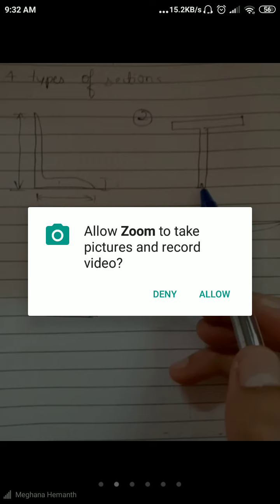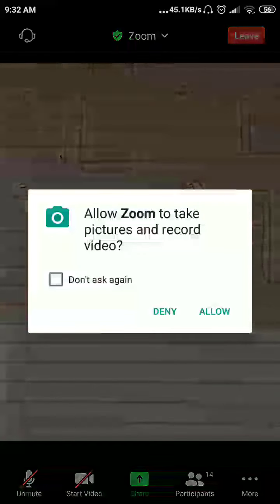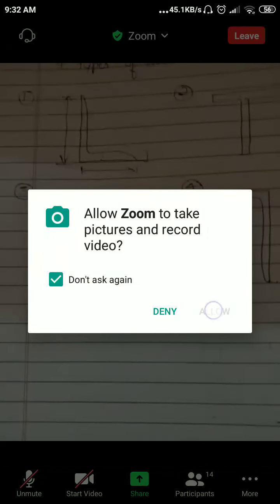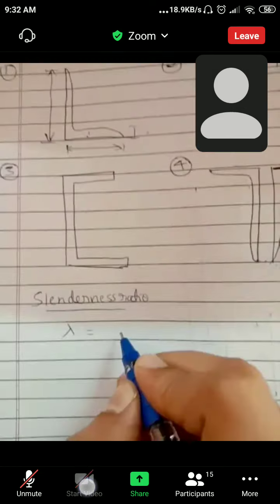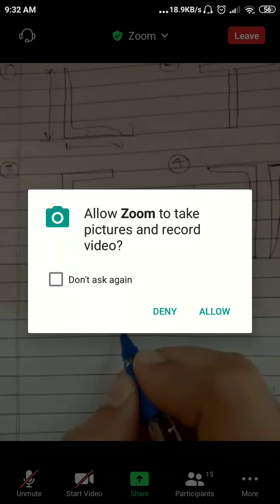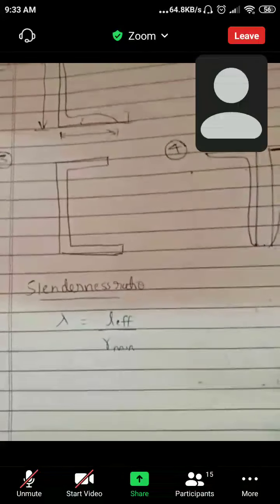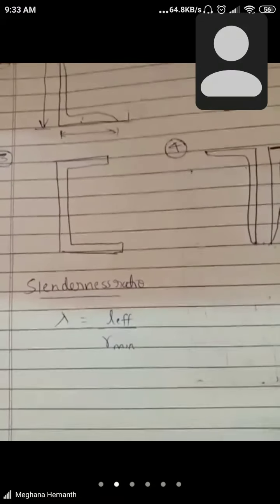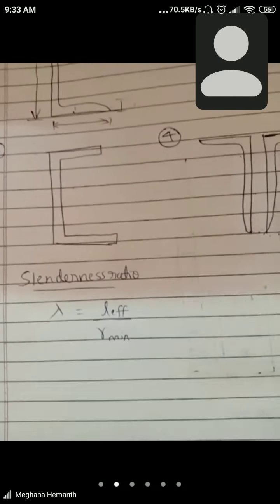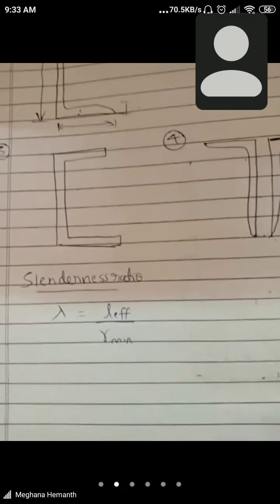Here also we'll be finding out something called your slenderness ratio of your section. And slenderness ratio, as you all know, is represented by the symbol lambda. What is your slenderness ratio? It is the ratio of the effective length of the member divided by the minimum radius of gyration. I repeat, slenderness ratio is the ratio of effective length to the minimum radius of gyration. So that is the formula.